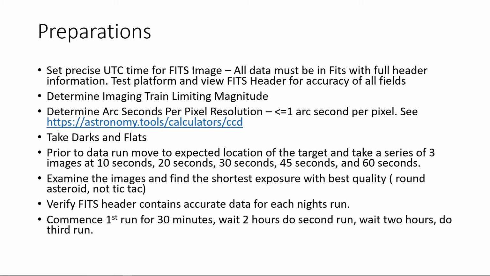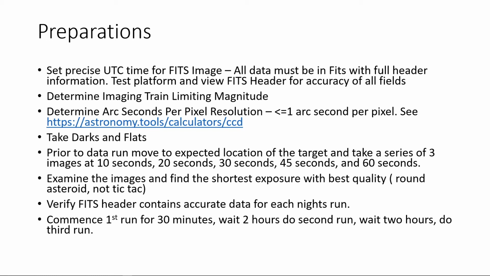And finally, Jerry, what's the point in waiting 2 hours between these observations? I'm sorry, say again. Why wait 2 hours? Why not just, when you finish the first run, do the next one? You can do that, but basically the Minor Planet Center, when they're asking for astrometric data, is going to want to see 3 samples a night and 3 quadrants in the sky, right?